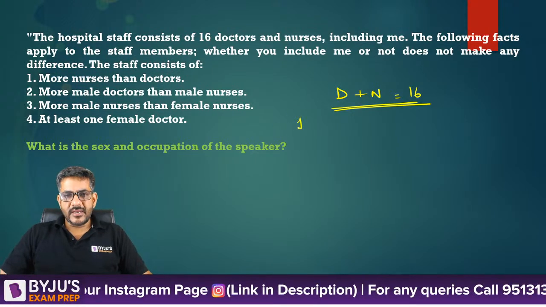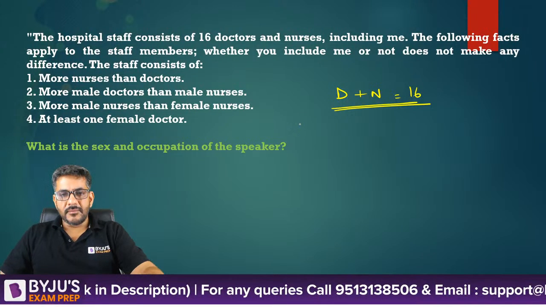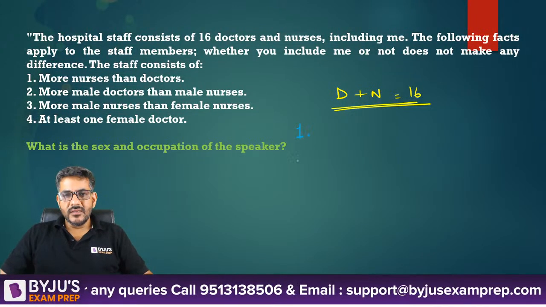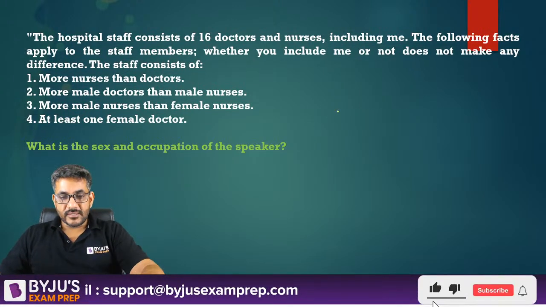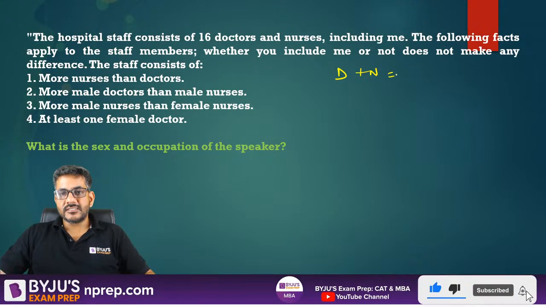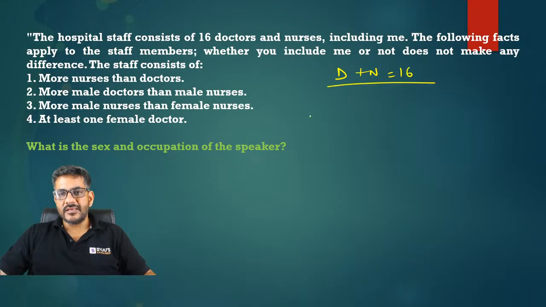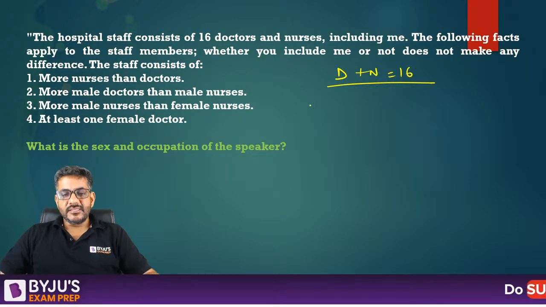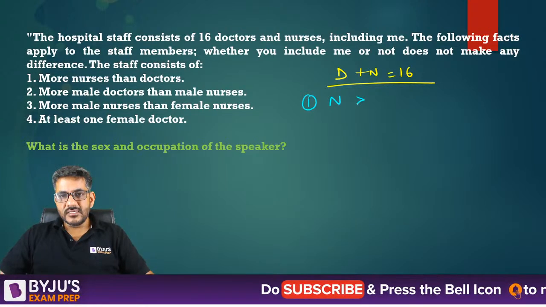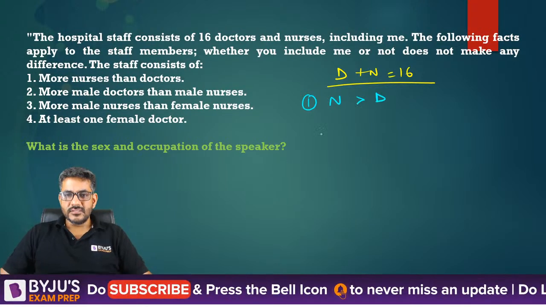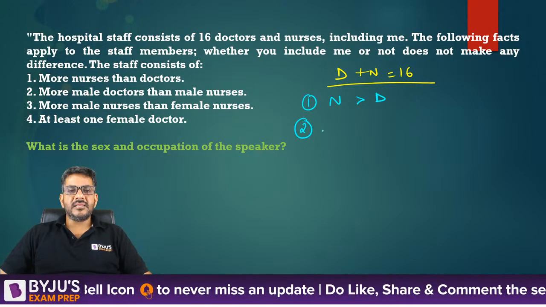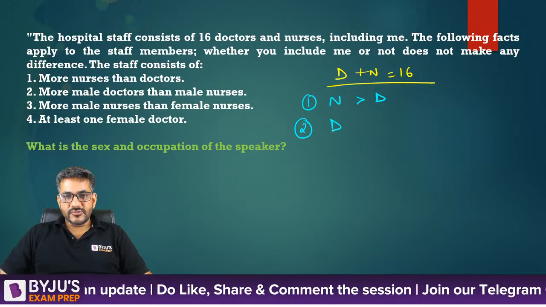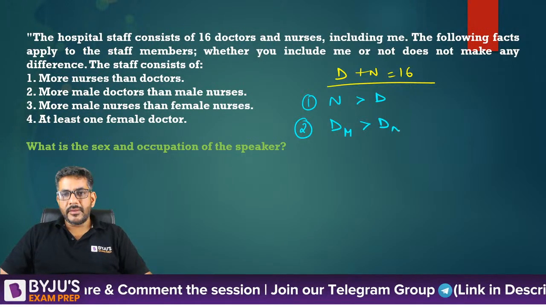Statement number 1. Okay, let's write statement number 1. Sorry, ये फिर डिलीट हो गया मुझसे. Doctors plus nurses is equal to 16. So statement number 1 says there are more nurses than doctors. So nurses are more than doctors. Second statement says the male doctors are more than male nurses. So male doctors are more than male nurses.